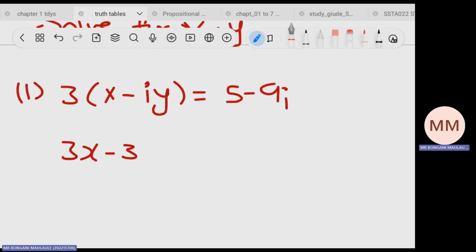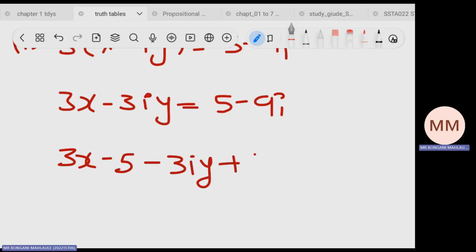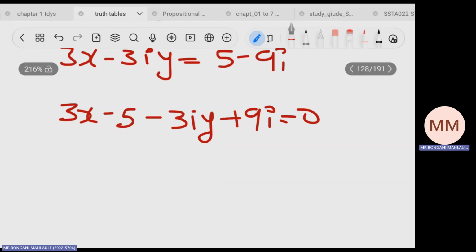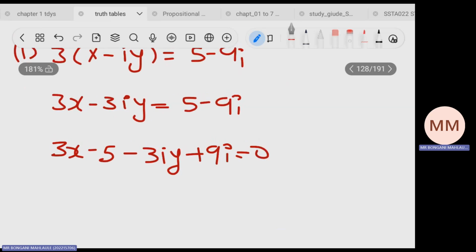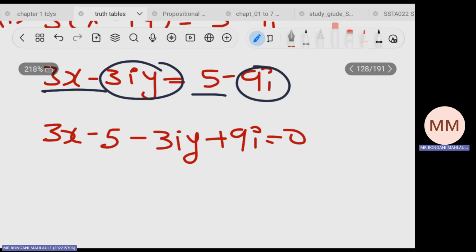Obviously, you'll simplify this. Then you group the imaginary with the imaginary. So we know I'll have 3x minus 3 minus 5 minus 3iy plus 9i equal to 0. So now we can take... remember the imaginary part is supposed to be equal to the imaginary part, and the real must be equal to the real. So that's what we're going to do.